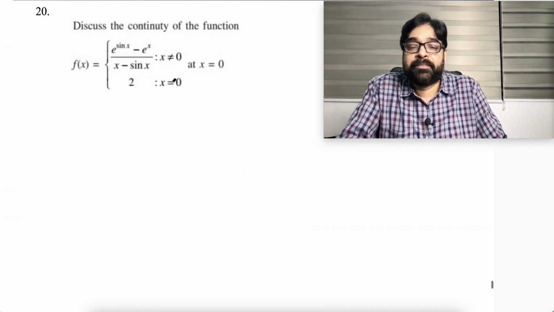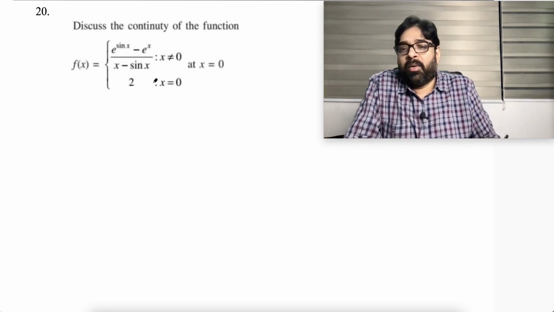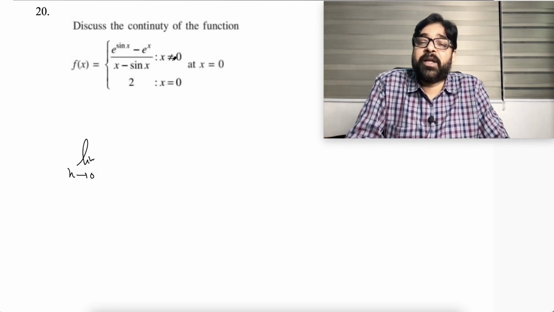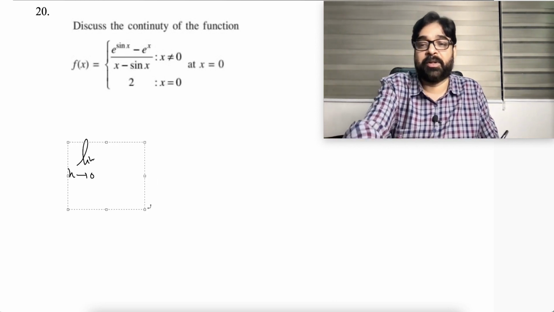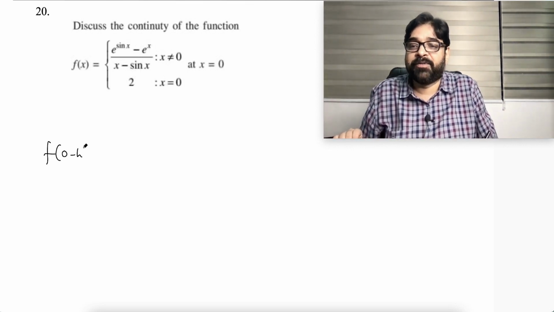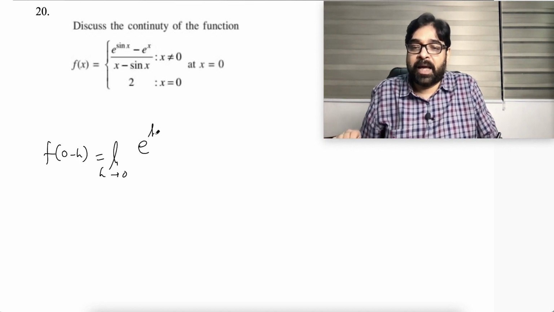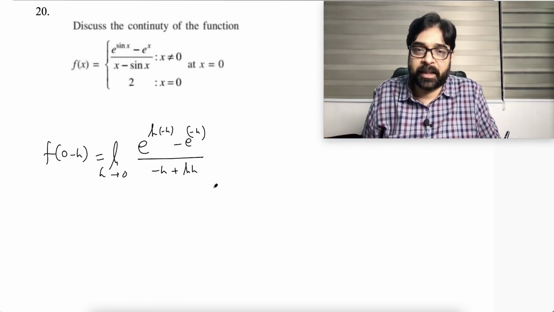Damn simple question. Again, very simple. In fact, one thing I will tell you. We can find limit x approaches 0 of f(x). Why so, sir? Because for x not equal to 0 it is defined. Okay, I will not confuse you at this point because this is the first worksheet, so I want to do it step by step. F of 0 minus h will be what? Limit h approaches 0 of e power sin minus h minus e power minus h divided by minus h plus sin h, because sin minus h is minus sin h. Correct?